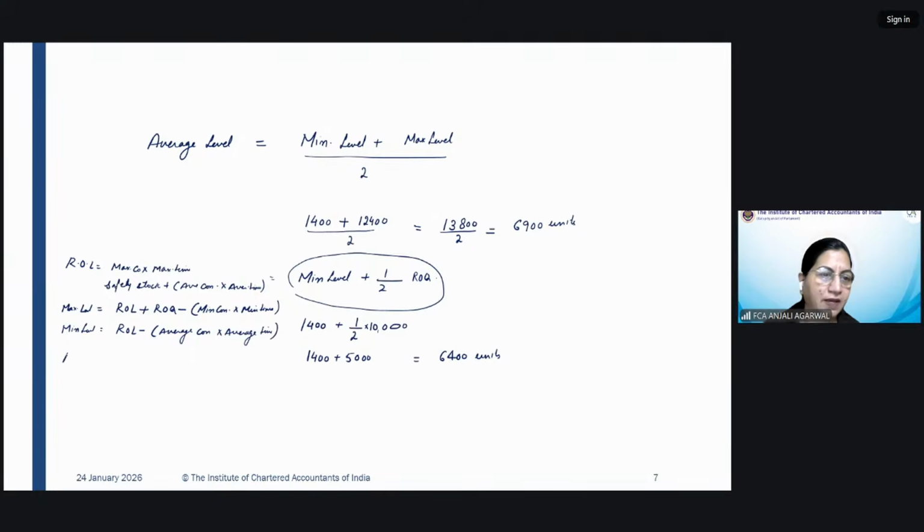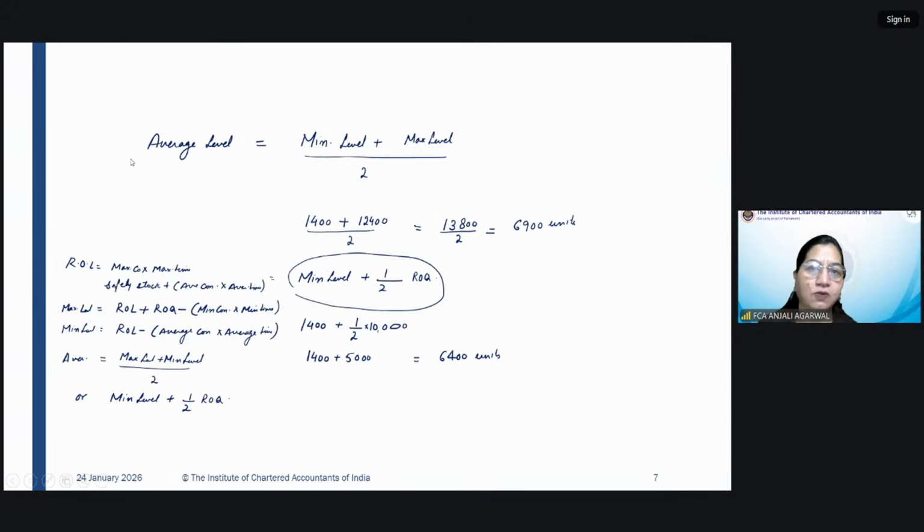And how do you get at the average level? Again, two formulas are there. Either you can say maximum level plus minimum level divided by 2, or minimum level plus half of reorder quantity.